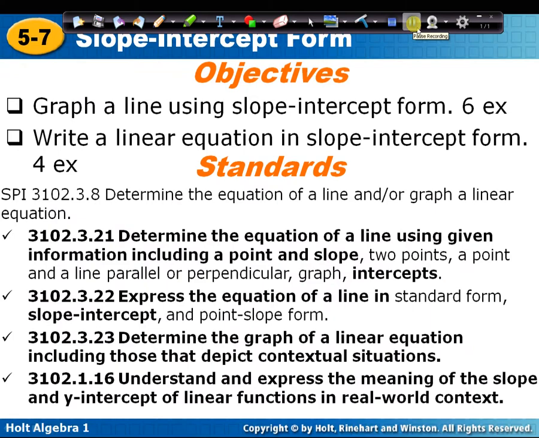Alright, today is 5-7. This is day 1. We have 2 objectives for today. We want to be able to graph a line using slope-intercept form, and then we want to be able to write a linear equation in slope-intercept form. You're going to need graph paper and regular notebook paper for this lesson.